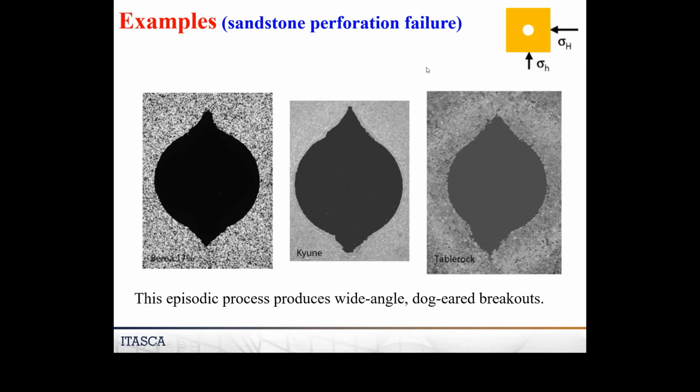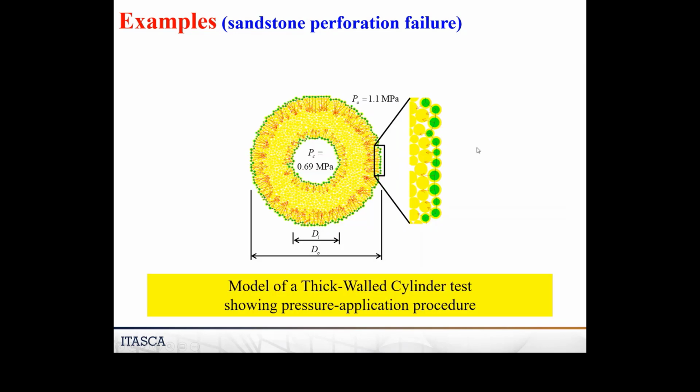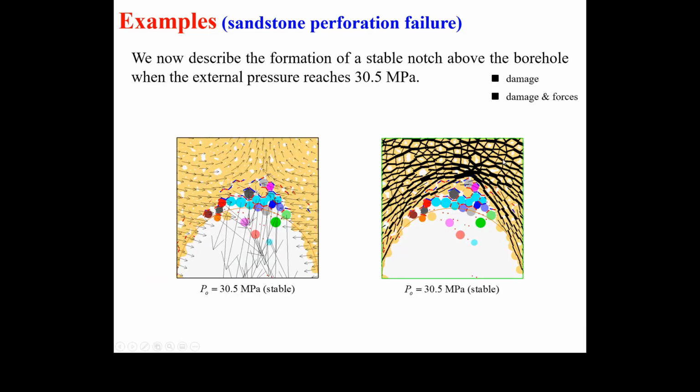So we modeled this with the bonded particle model. To mimic that sort of system, we used what they call a thick-walled cylinder test, where you take a typical rock cylinder, 50 millimeters in diameter, you drill a hole through the middle, and then you put it in a triaxial cell and you just keep applying confinement, typically to the outside. So here's a 2D model of that. There's the bonded system. We're applying confinement from the outside. In this case, we're also applying confinement from the inside. And if we do that, and we keep on loading, we're going to form stable notches.